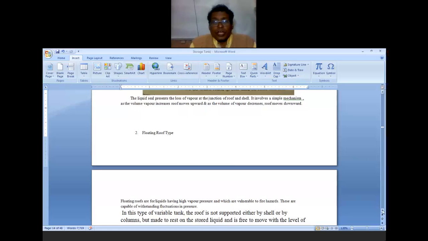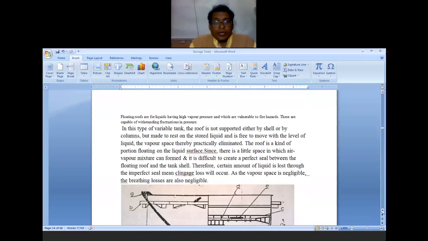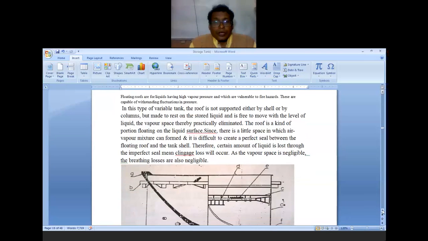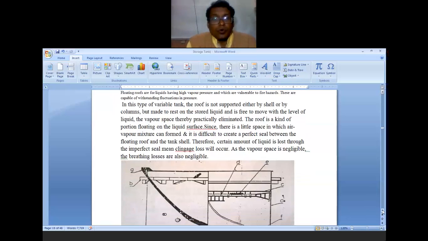Then next is the floating roof type. Now these floating roofs are for liquids having high vapor pressure. These are used specifically where the vapor pressure is high, that means lower boiling liquids, which are vulnerable to fire hazards. These are capable of withstanding the fluctuations in the pressure.